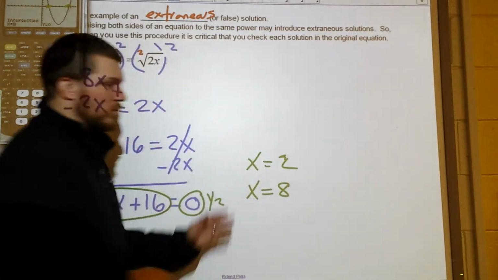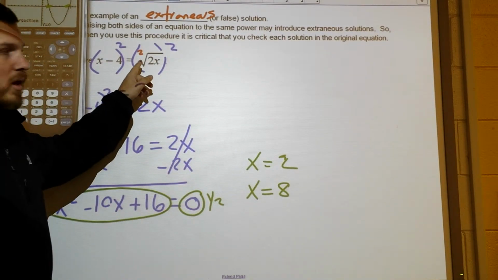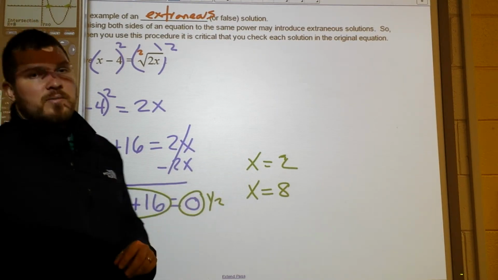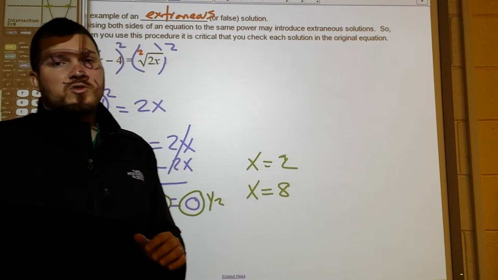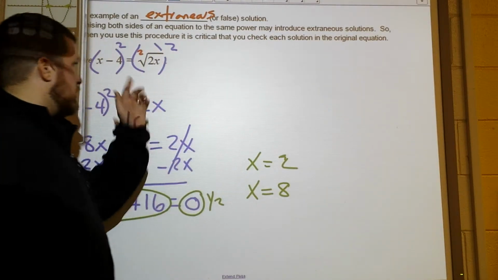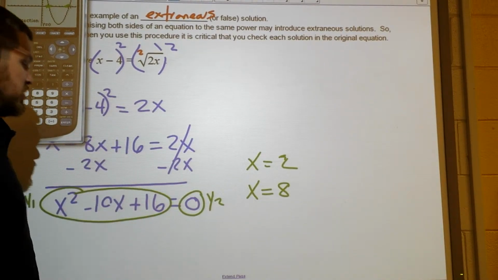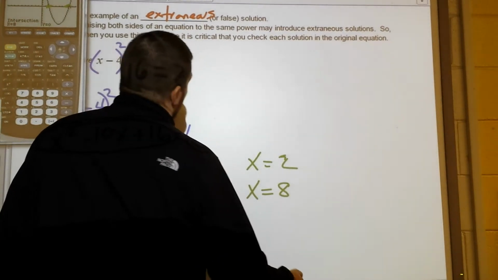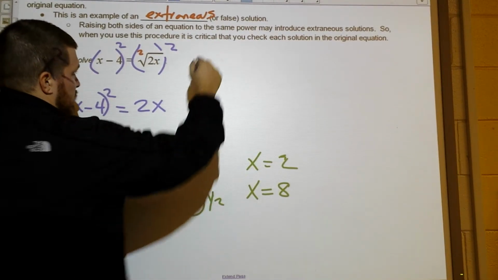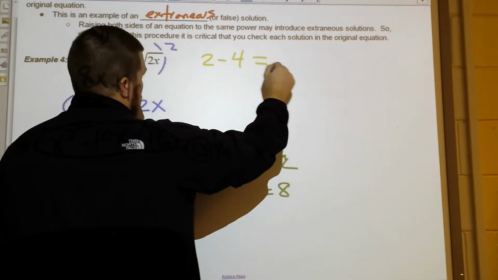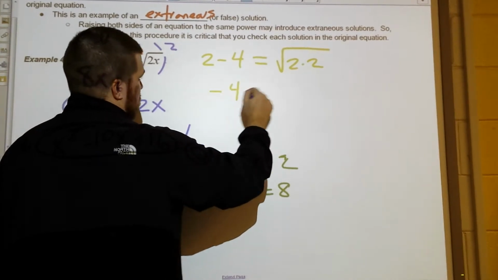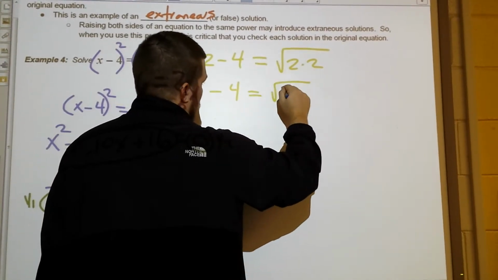Now notice I haven't circled these yet because since my original problem had that root in it, I've got to check for extraneous solutions. Both of these might be okay, or one of these might be extraneous, or both of these might be extraneous and there might not be any real solution at all. So what I'm going to do is everywhere I see an x, plug in a 2 just to check it. Okay, and I'm going to do that in yellow. So just plug into my original problem. So I have 2 minus 4 is equal to the square root of 2 times 2. Well, 2 minus 4 is -2, and that's supposed to be equal to the square root of 4.